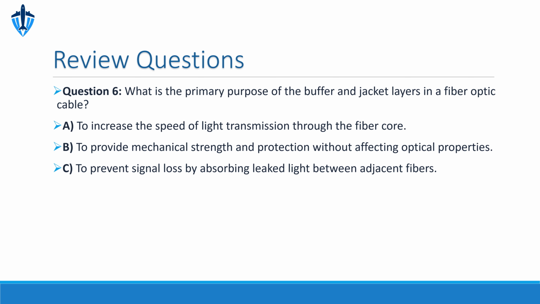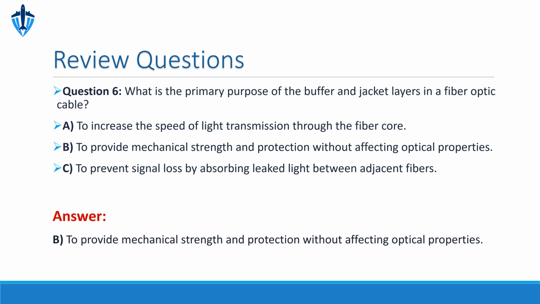The correct answer is B. To provide mechanical strength and protection without affecting optical properties. As we have learned, a fiber's cladding is coated with a tough buffer layer, which may be further surrounded by a jacket. These layers are explicitly stated to add strength to the fiber, but do not contribute to its optical properties. Their role is purely mechanical, to protect the delicate glass core from physical damage, moisture, and environmental hazards like rodents or insects, ensuring the cable is durable and flexible enough for installation.